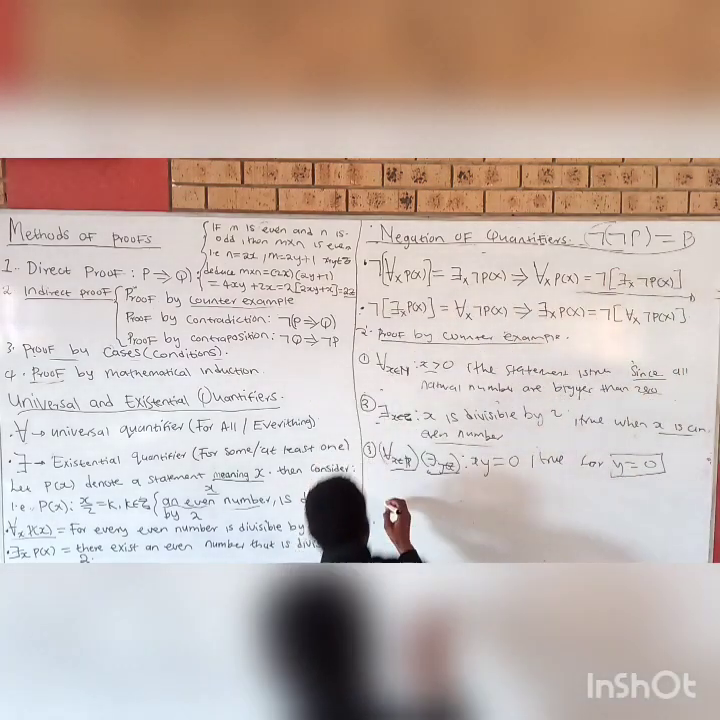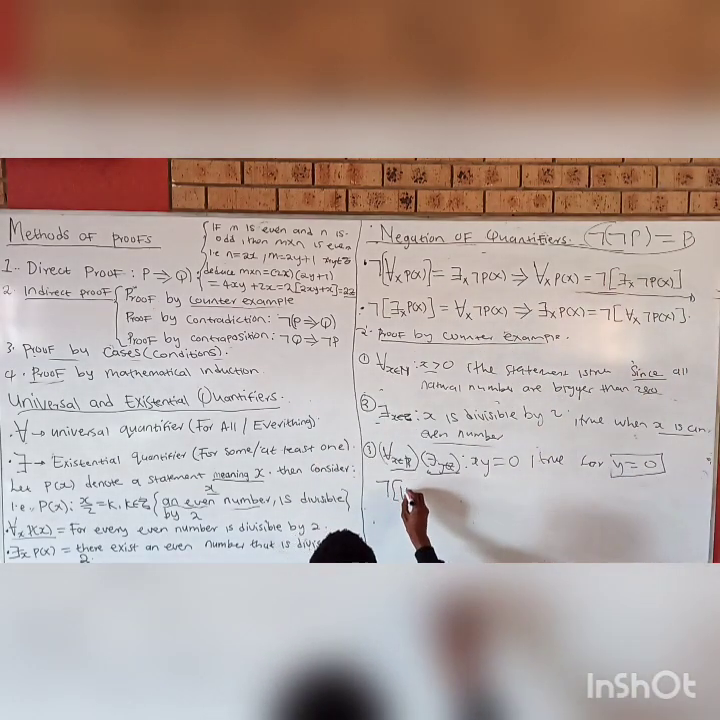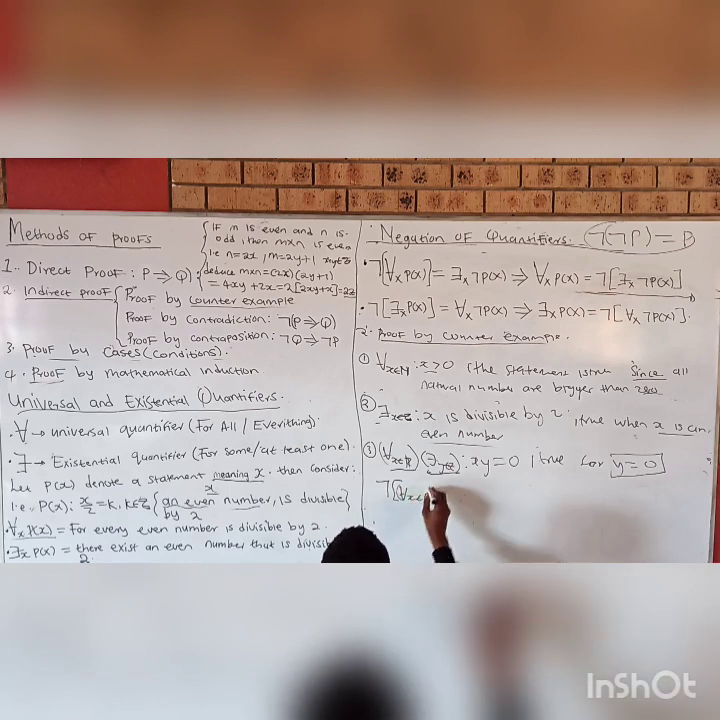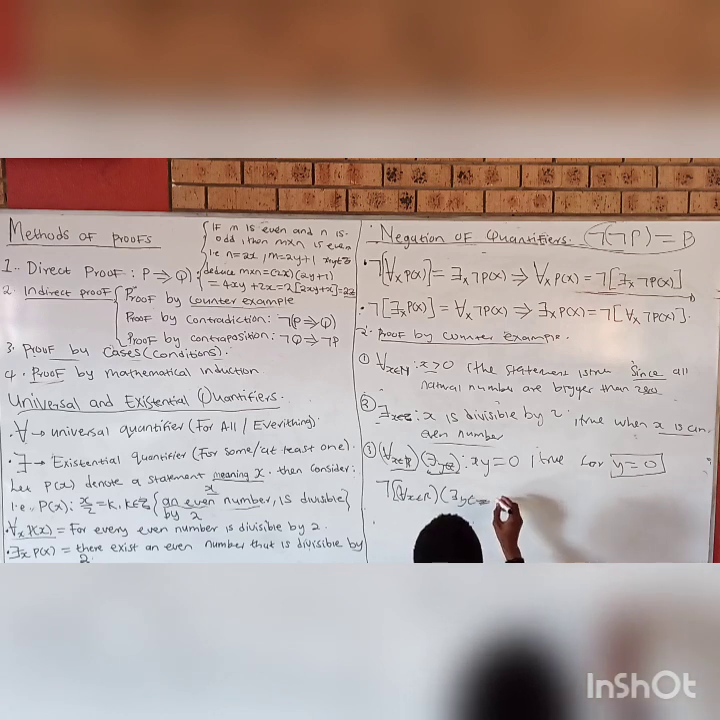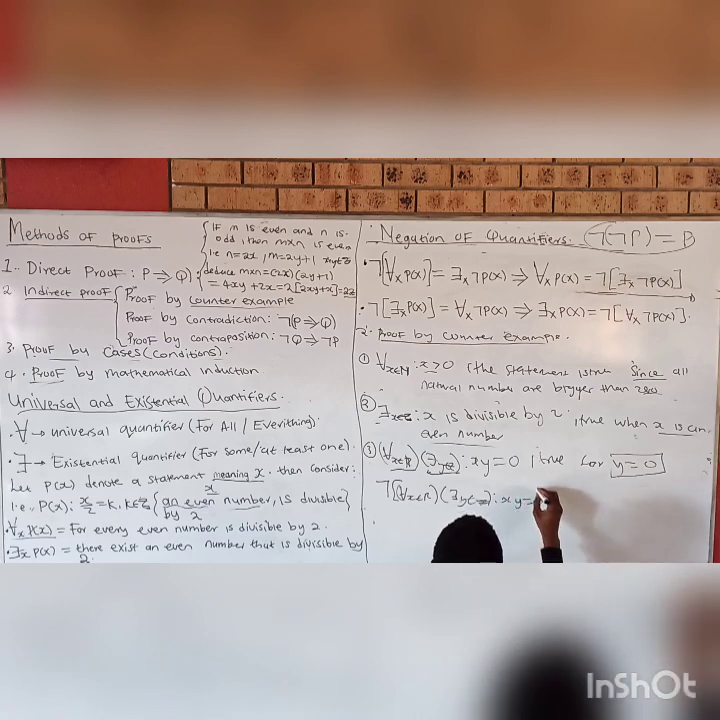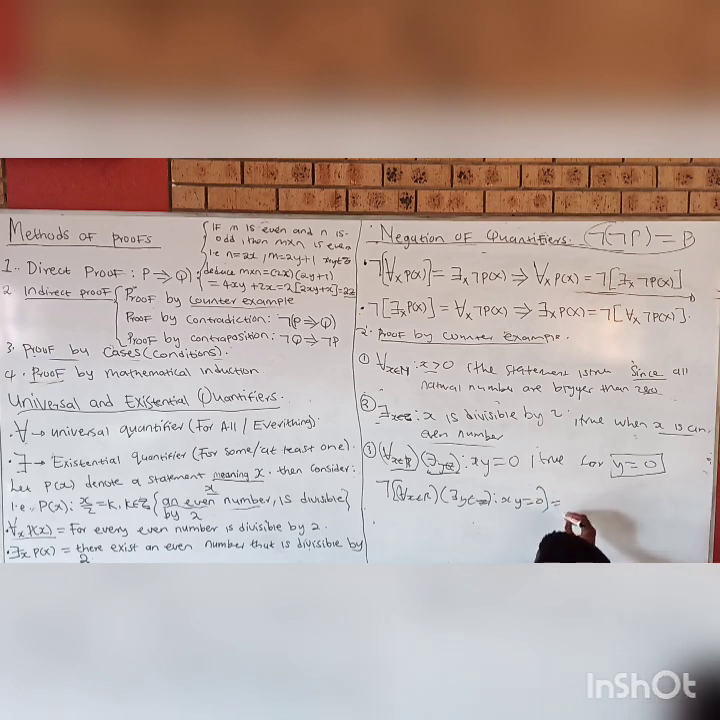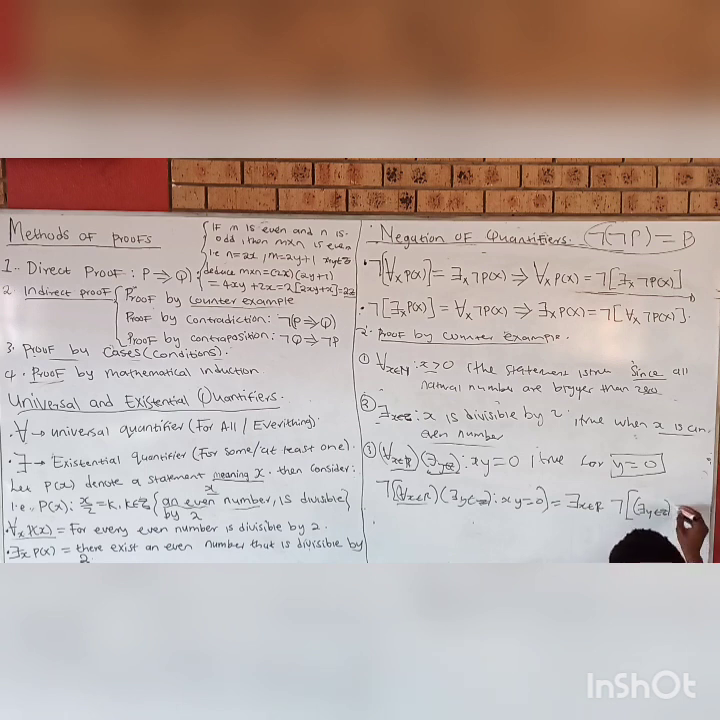Let's do it orderly. The negation of: for every x an element of real number, the existence of y, an element of integer, such that xy equals to zero. So the second step will be, we negate this first, it becomes the existential, an element of real number. Then the negation will go slowly, as I said, orderly now: the existence of y, an element of integers, such that xy equals to zero.